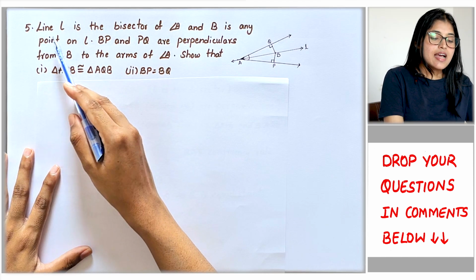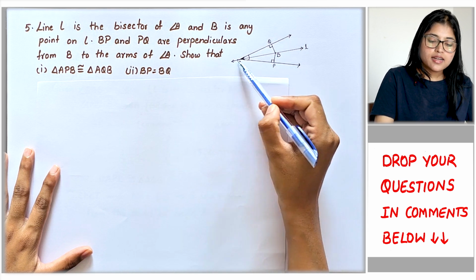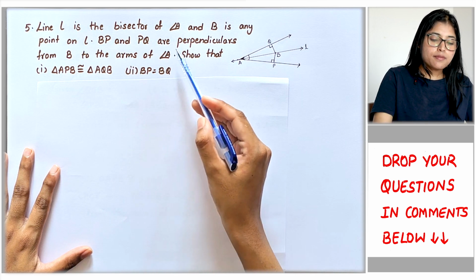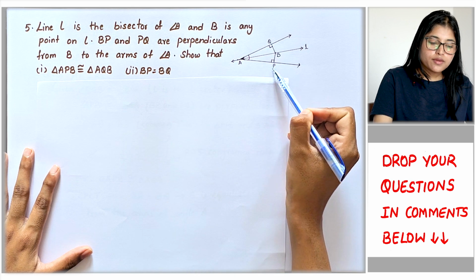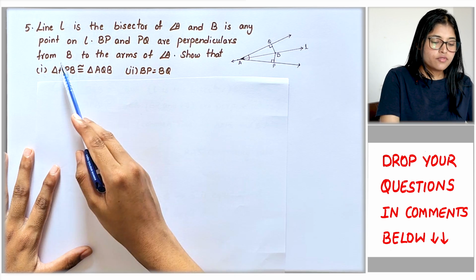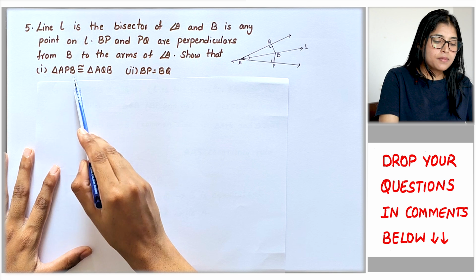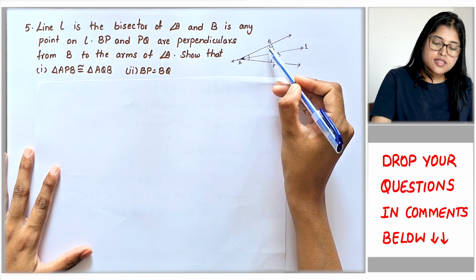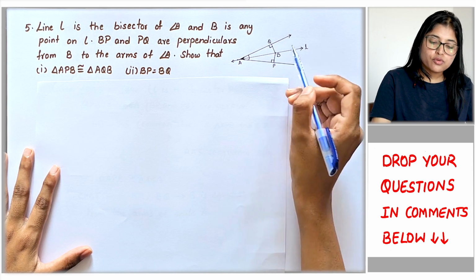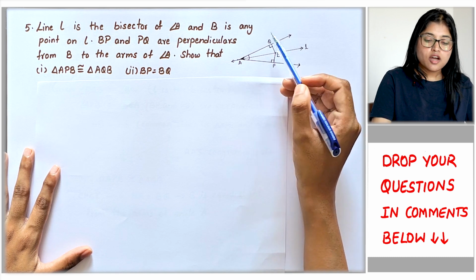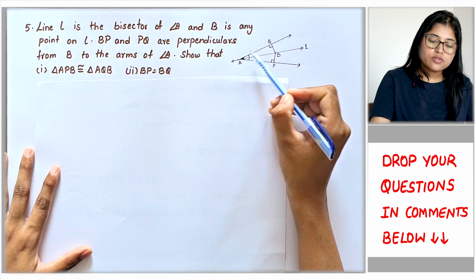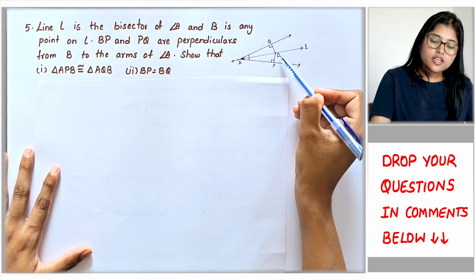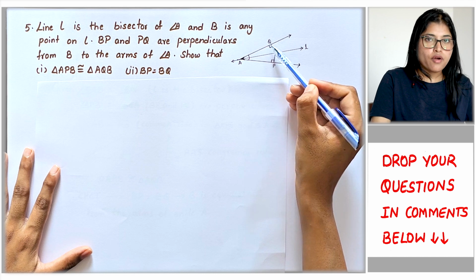Fifth question says line L is the bisector of angle A and B is any point on line L. BP and BQ are perpendiculars from point B to the arms of angle A. We need to show that triangle APB is congruent to triangle AQB. So this is APB and this is AQB, and we also need to show that BP is equal to BQ. Now when we say arms of angle A, so these are arms of angle A on which P and Q lie. So these are perpendicular lines BP and BQ drawn from point B.